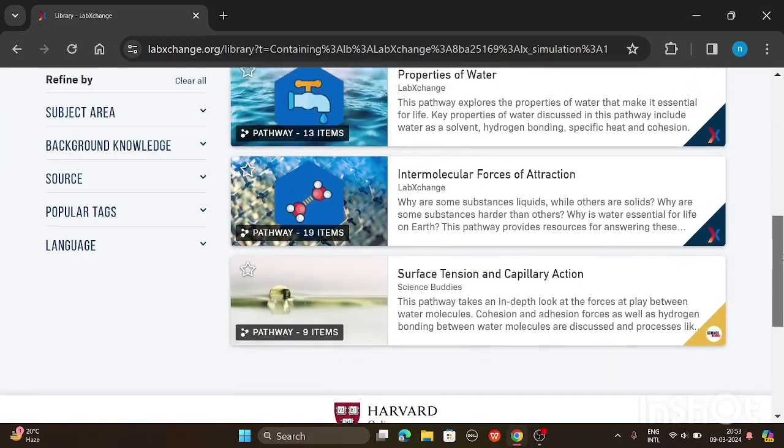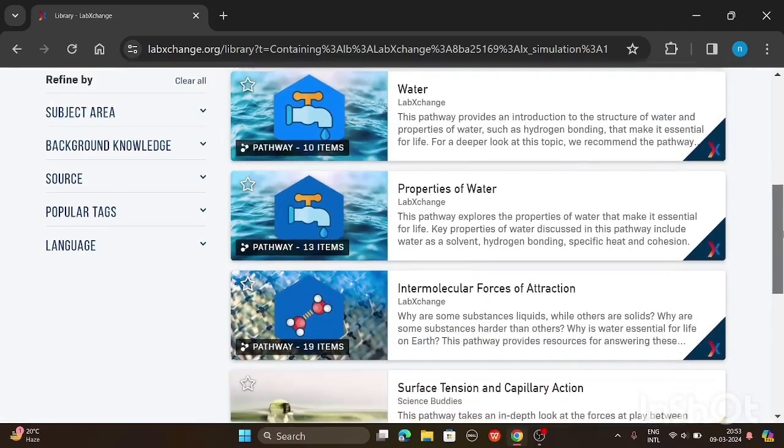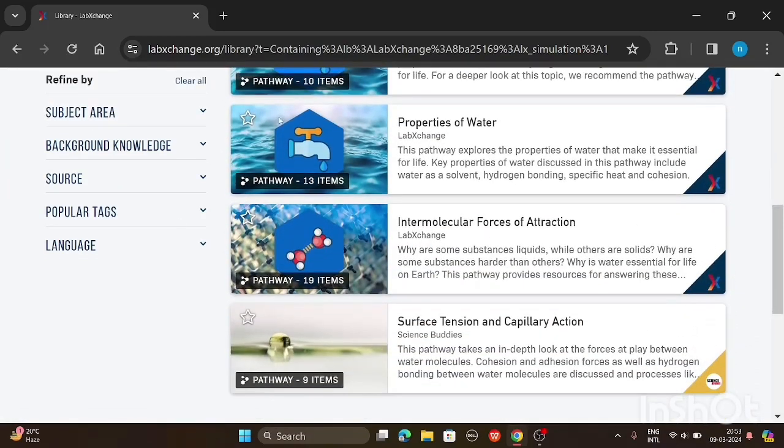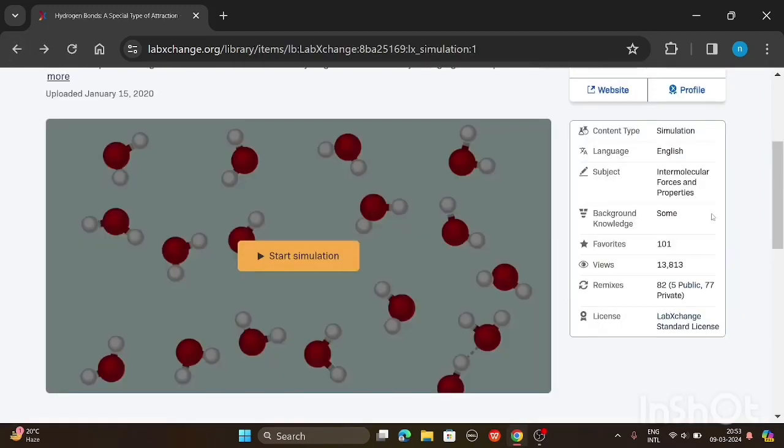So people have created these remixes with hydrogen bonds. People have used that simulation in these pathways anywhere, and then you can go back and you can see there are 82 remixes licensed on LabXchange. So can you start the simulation?